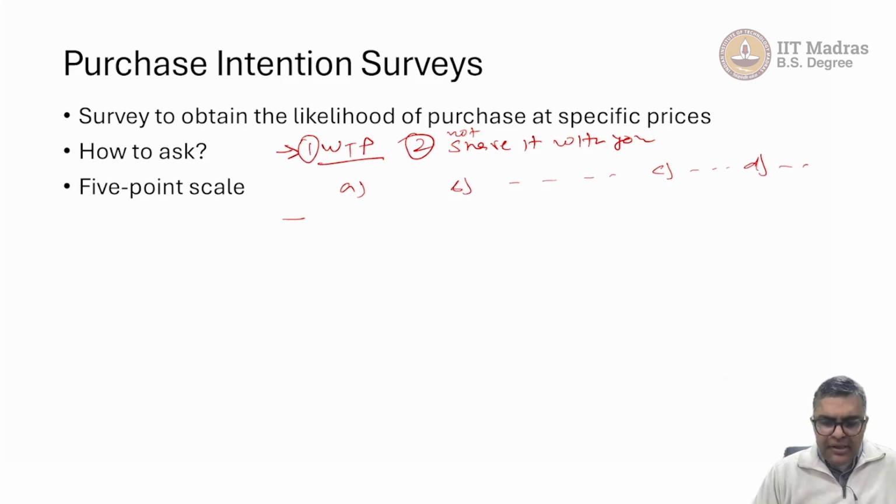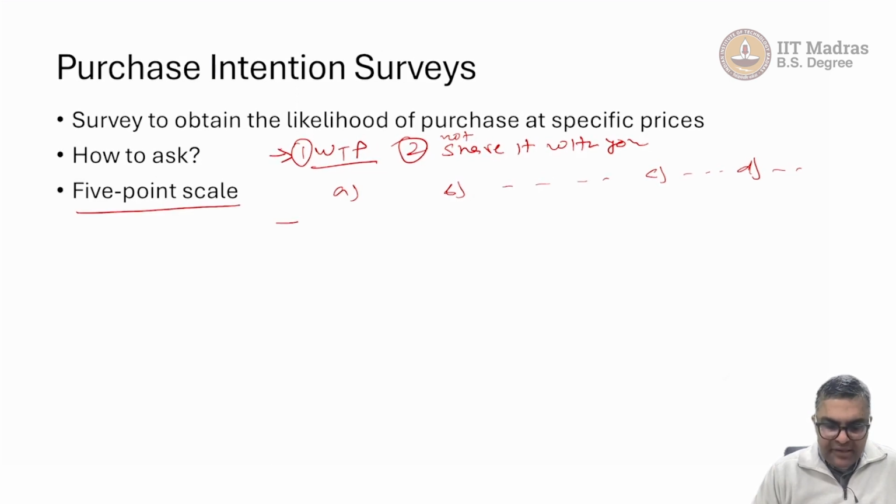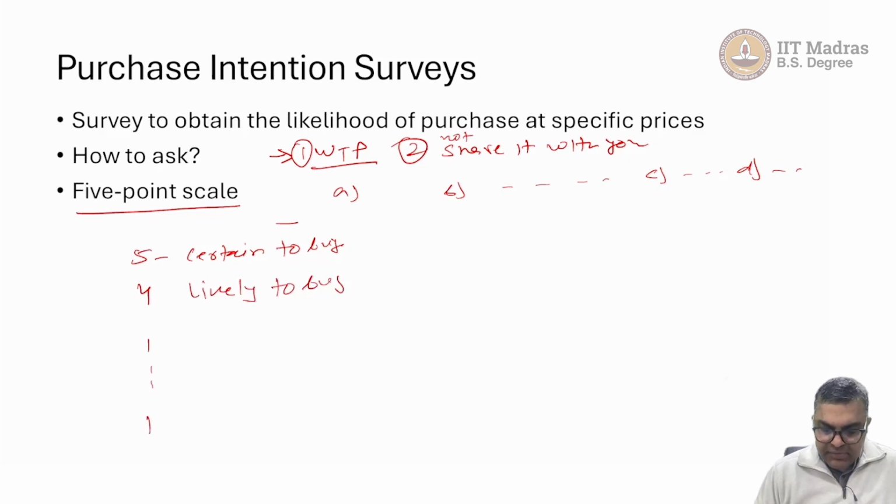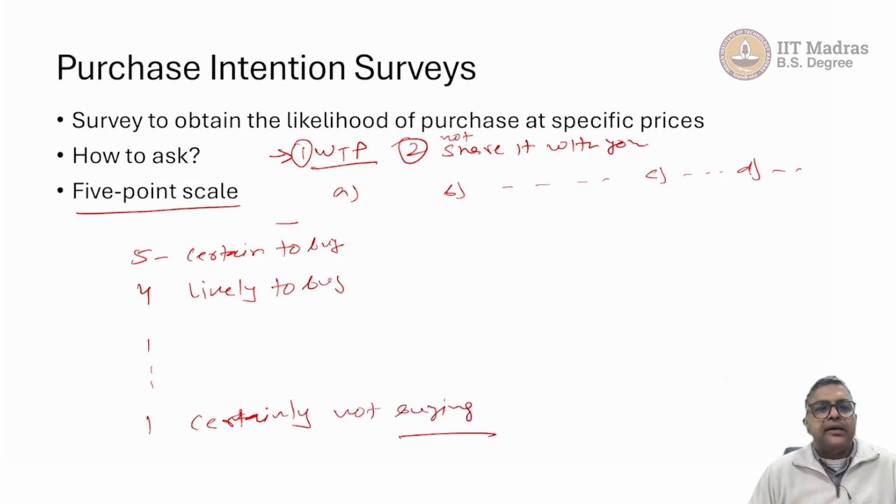Another technique would be that rather than asking them how much they are willing to pay, you describe the product as well as a potential price and then ask them to rate on a 5-point scale. 5 certain to buy, 4 likely to buy, and so on, and 1 certainly not buy. And then the surveyor can take a weighted average.